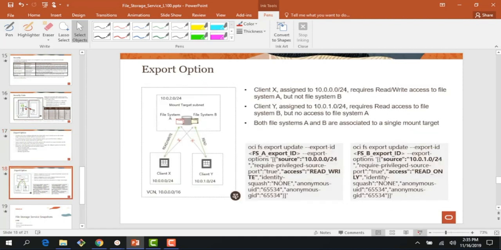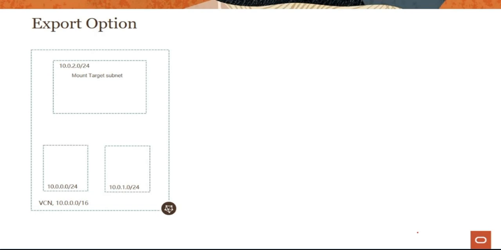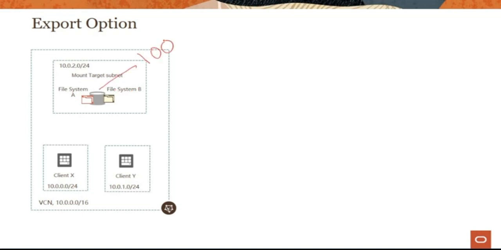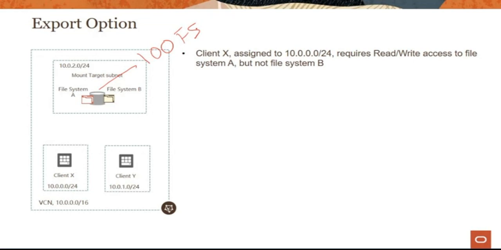Now, what does the export option really do? Let's look at a scenario. In the previous scenario, we had something like this, and of course we were running both instances in the same subnet in our demo, but right now those instances are running in different subnets. Now let's say we create a mount target, we create a file system A, and we create a file system B. Pretty straightforward, because we talked about a single mount target can have up to 100 file systems, right? So of course when you create a mount target, you're going to have multiple file systems running on it. But client X here has read write access requirement to file system A, but no access to file system B. It shouldn't be able to access file system B.